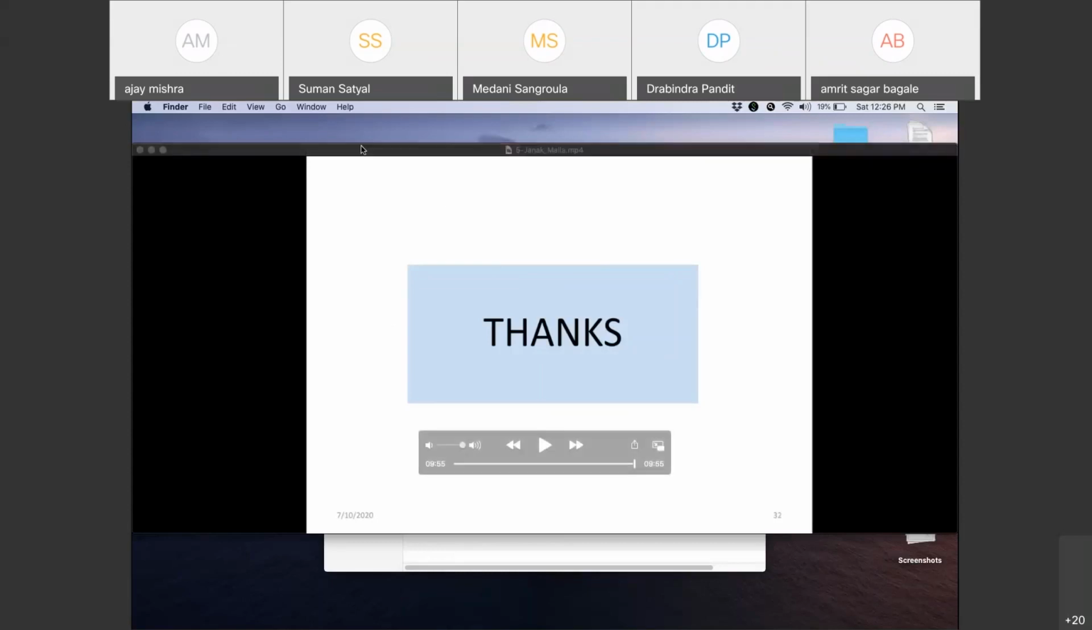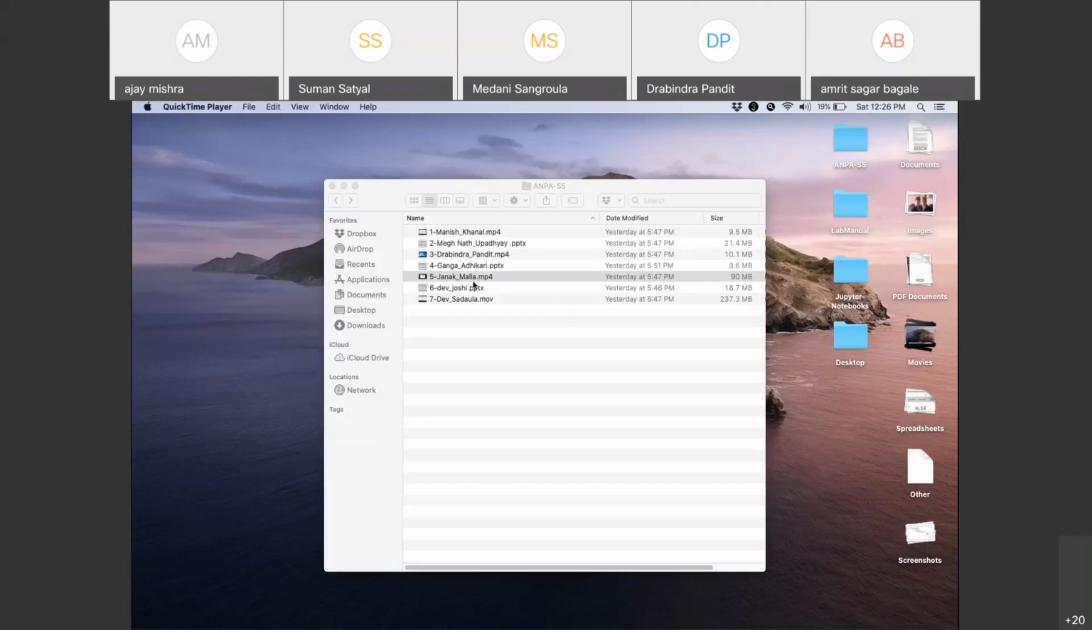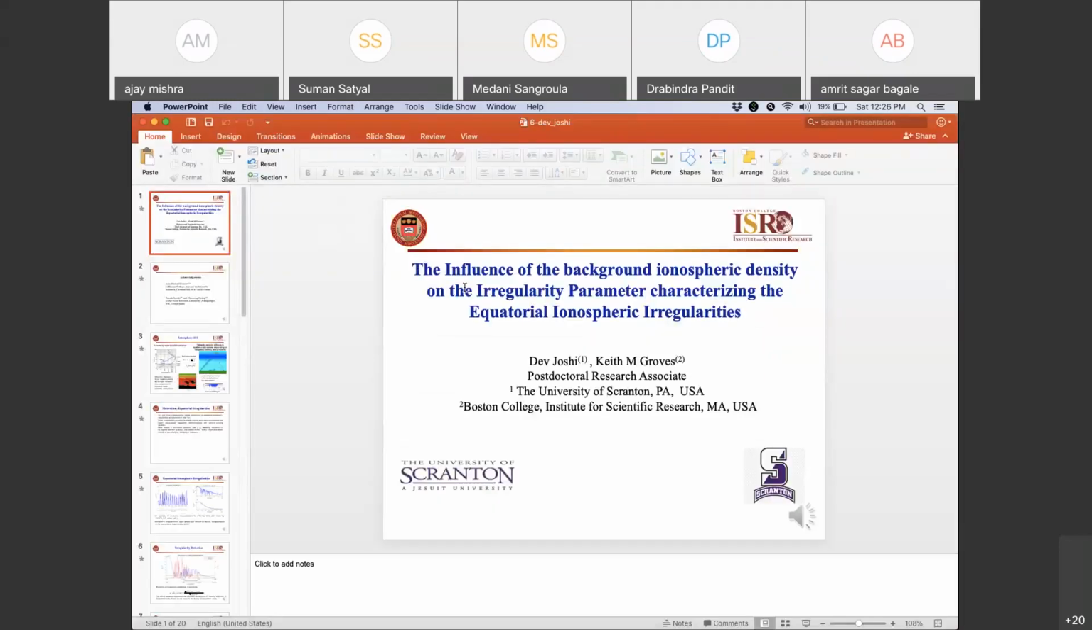Okay, so I would like to move on to our next speaker. The next speaker is very familiar to me. Devraj Joshi from University of Wisconsin. He did his PhD from Boston College. We go back 20 years, right, Dave? We started our physics career together 20 years ago in Bhubaneswar. Again, it's good to see you now. That makes me nostalgic. So let's hear from Dave about the influence of the background ionospheric density on the irregularity parameter characterizing the equatorial ionospheric irregularities.